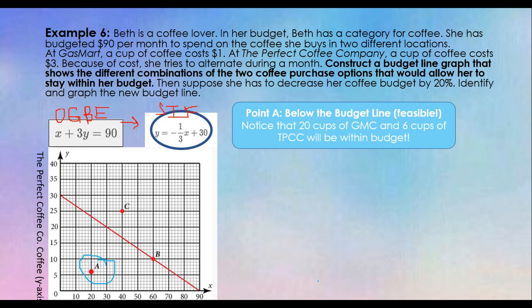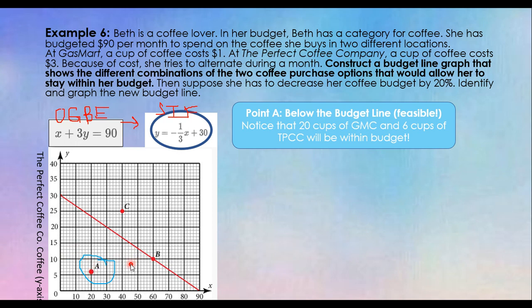This is below budget. So if I were to interpret this specific point down here, and we can do this with any point below the budget, let me get my laser pointer. Here, right? Notice that X is Gas Mart coffee. So 20 cups of Gas Mart coffee, and then on my y-axis 6 cups of Perfect Coffee Company would be within budget. So this is 20 cups of coffee from the Gas Mart, and this is 6 cups of coffee from the Perfect Coffee Co.